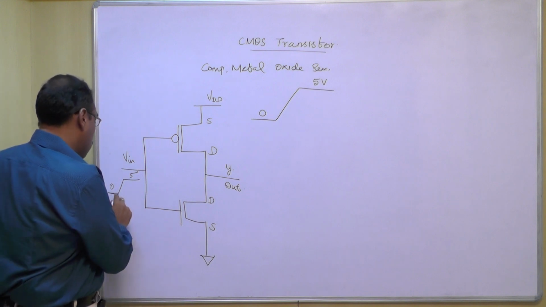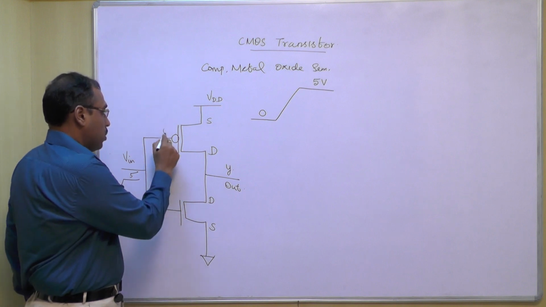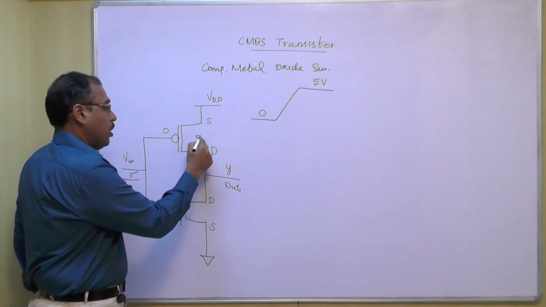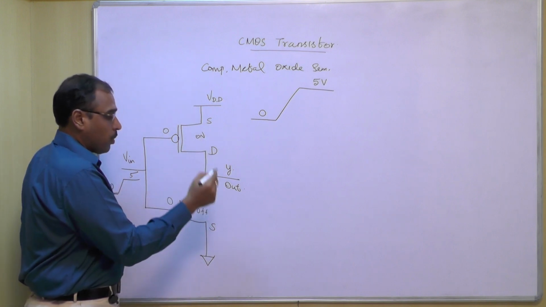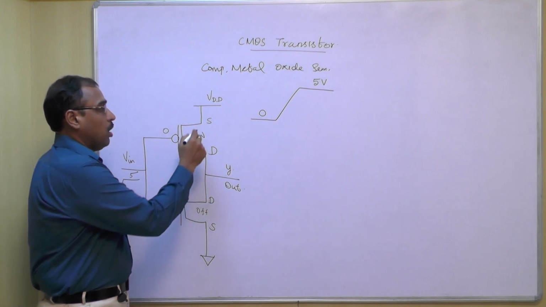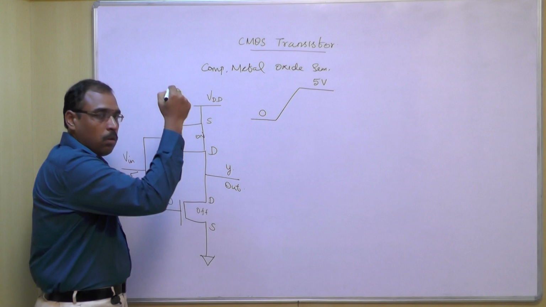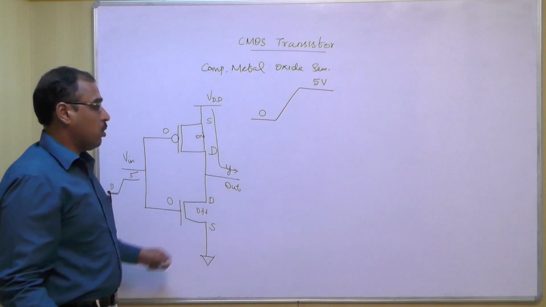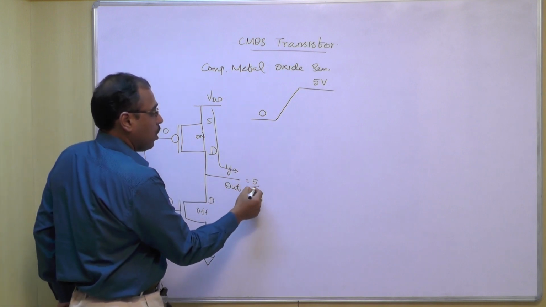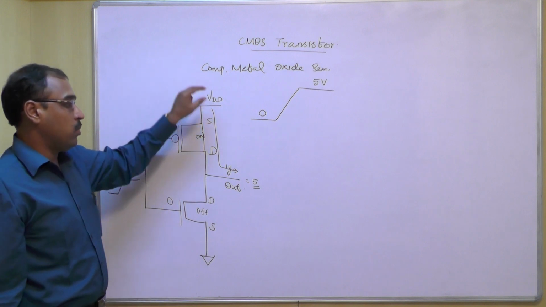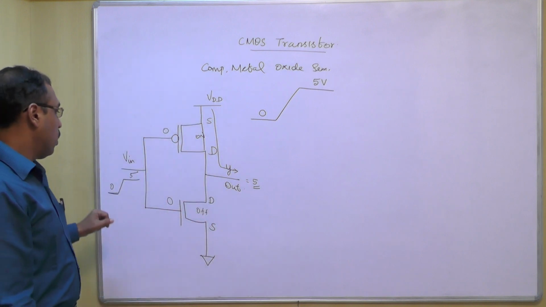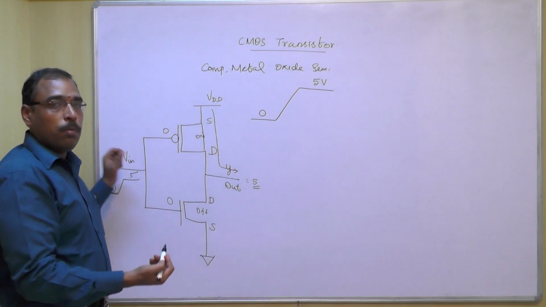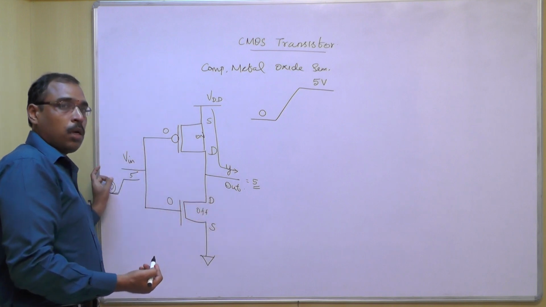Suppose our input voltage is 0. Here it is 0, here also 0. So our PMOS transistor will be turned on and the NMOS transistor is turned off. When PMOS is on, the source and drain of this transistor are connected, so the VDD supply is directly connected to our output. So we will get the output voltage equal to VDD, which is 5 volt. When we apply 0 volt on the input, we get 5 volt in the output. So the output is always the complement of the input.